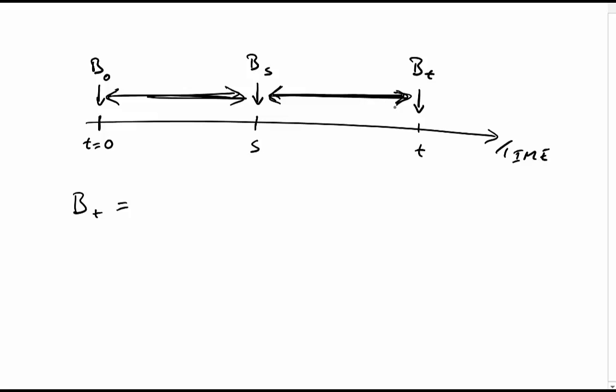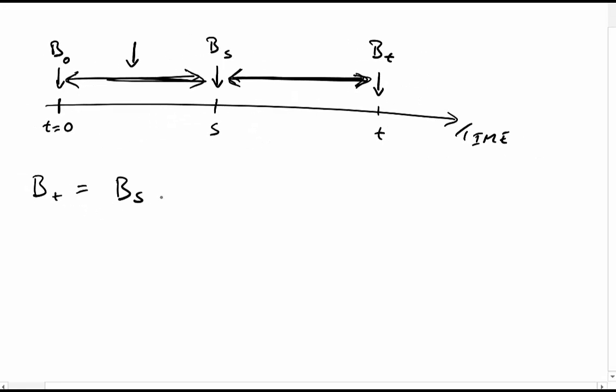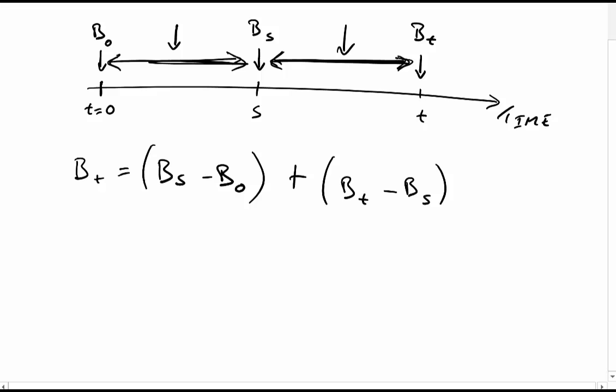So what is this time period here? Well, it's going to be bs minus b0, then plus this time period here. What's this one? It's going to be bt minus bs. Well, what's b0? For standard Brownian motion, b0 is 0. We always start at 0 for standard Brownian motion. So therefore this is 0, and this is another identity we can have: bs minus 0, so just bs, plus bt minus bs.